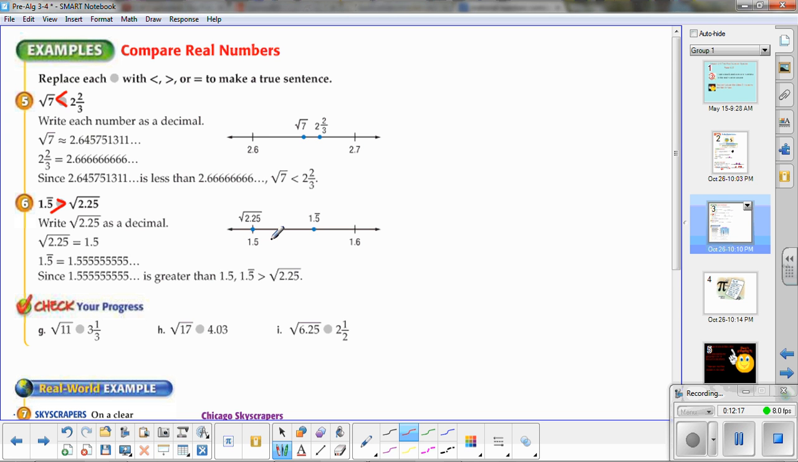Now you may want to pause the video and see if you can do these ones on your own. Square root of 11 is less than 3 1/3. Square root of 17 is greater than 4.03. And square root of 6.25 equals 2.5.